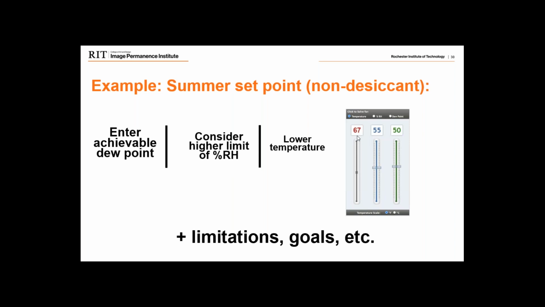A lot of times mechanical systems will give you a 5% range. So if you ask for 55, you'll go from 50 to 60 in swings over time. So we put 55 in here, and if we put that 55 in, the dew point calculator will tell us the lowest possible temperature that we can achieve with the current design of that system.